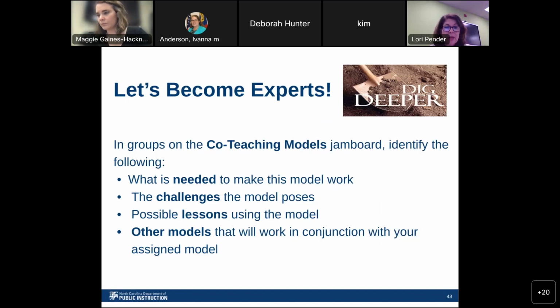In your group and on the Jamboard, you're going to identify the following for the model that you're assigned. What is needed to make this model work, the challenges the model poses, the possible lessons you might teach using the model, so maybe just an example, and other models that will work in conjunction with your assigned model, those that you might think might flow in and out of that.